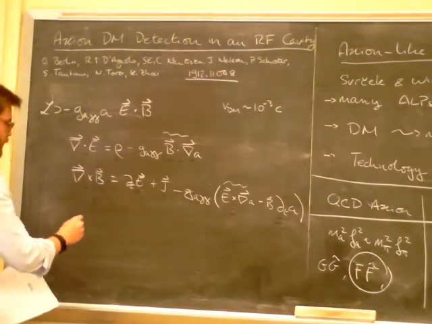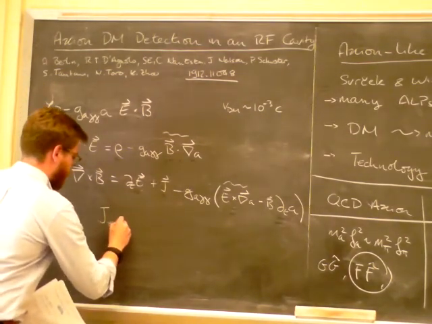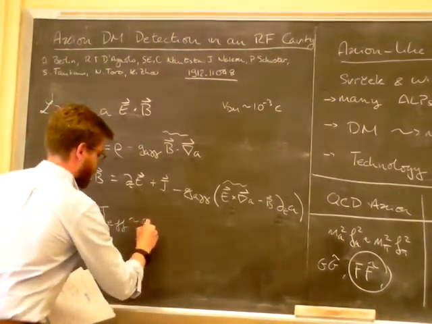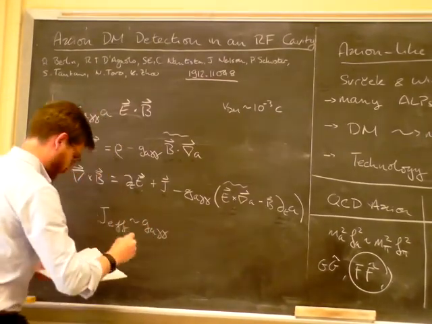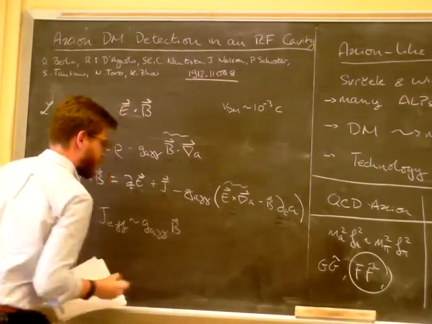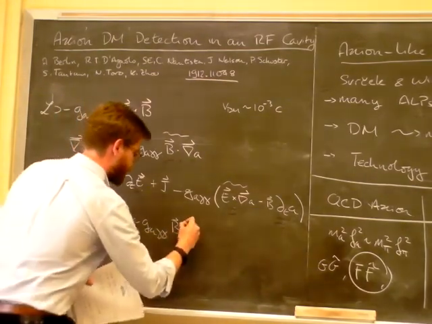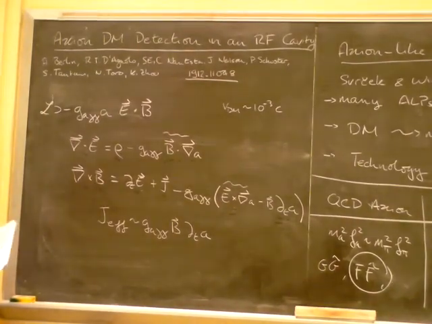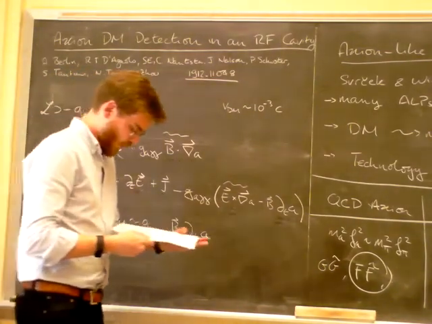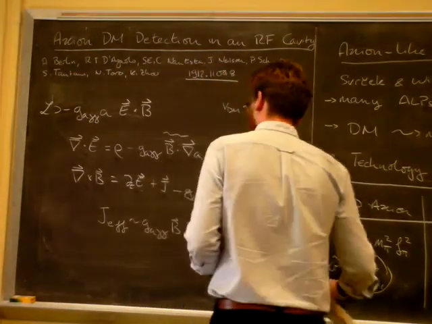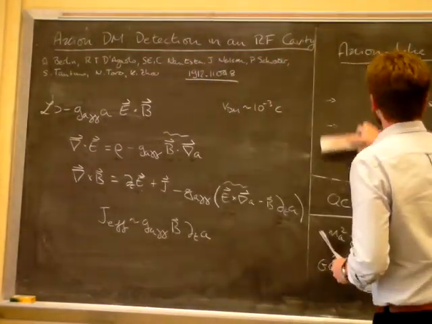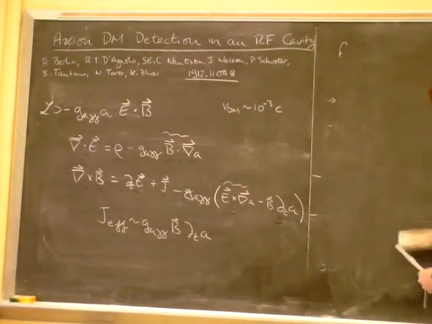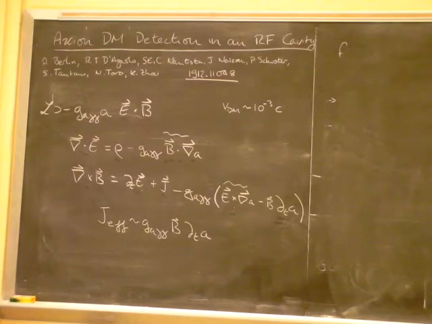And so what I'm going to do is I'm going to treat my problem as being one of, I have a new axion effective current that is roughly G_aγγ, the coupling of axions to photons, times the magnetic field times a time variation of the axion field itself. Okay, so how is this useful for detecting axions? Just erase this here before continuing to explain the story.